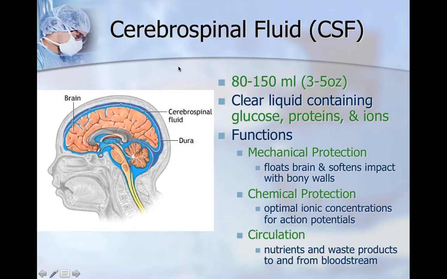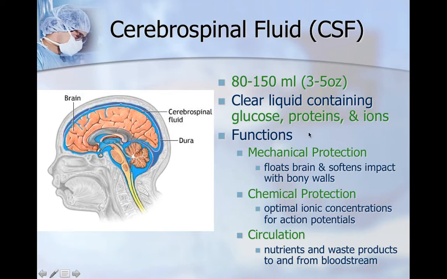So, if there's a blood-brain barrier, blood cannot get into your brain. How does your brain get nourished with all the fluids and stuff like that? Well, that happens because of the cerebral spinal fluid. This is a fluid that has a volume between 80 and 150 milliliters, so it's really not very much. 3 to 5 ounces of fluid that surrounds your brain and your spinal cord, so cerebrospinal fluid. It's a clear liquid that contains glucose, which is the sugar your brain cells need to function, proteins for all of those chemical exchanges, and ions.